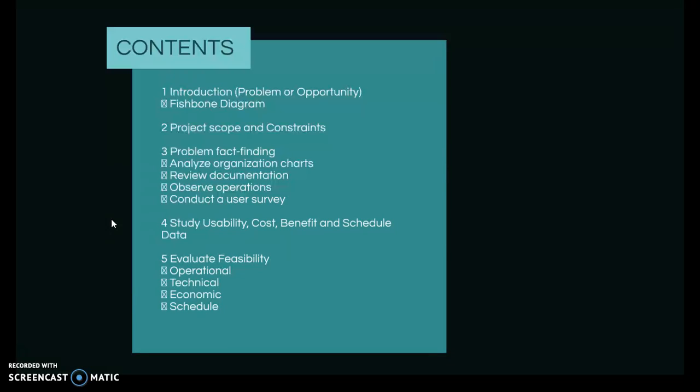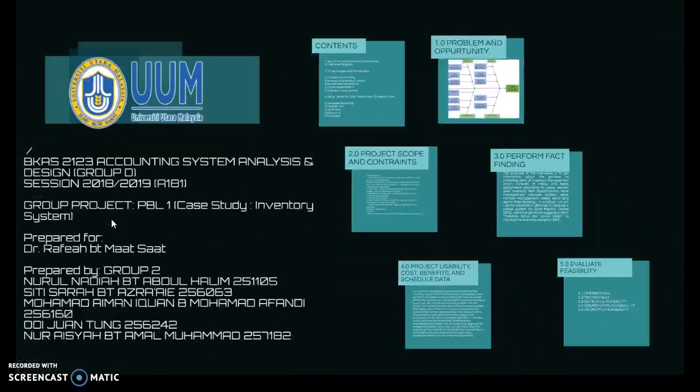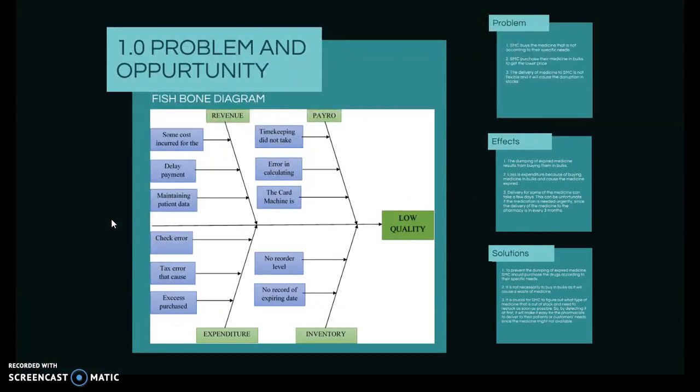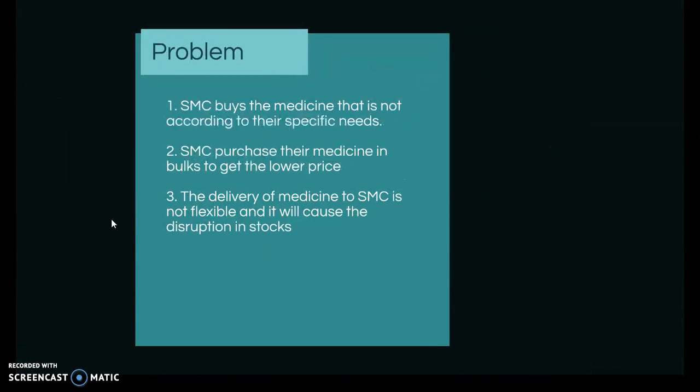This is about our contents. From this view, we can identify that there are several problems that SMC faces. First, SMC buys medicine that is not according to their specific needs. The second one is SMC purchases their medicine in bulk to get a lower price. And lastly, the delivery of medicine to SMC is not flexible and it will cause disruption in stock.